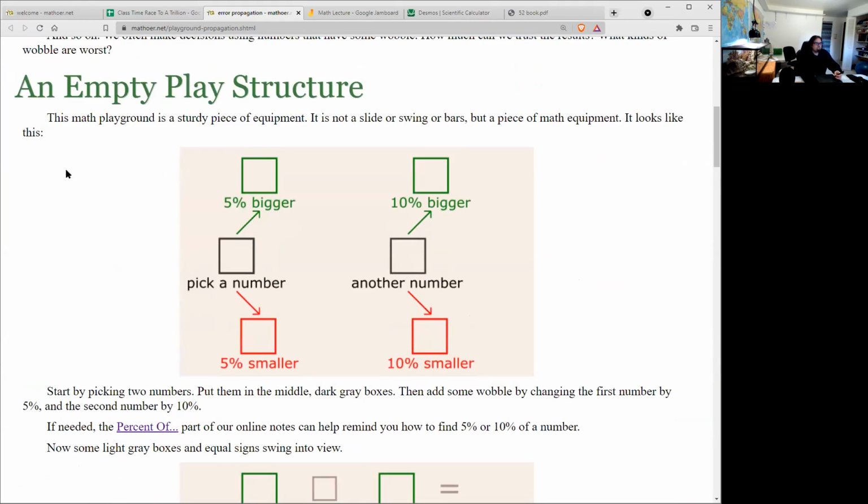So this is like a piece of playground equipment, but instead of a swing or a slide, it is a piece of math playground equipment. How you use it is you pick two numbers and put them in the middle where it says pick a number and another number. And then you make them 5% bigger and 5% smaller, 10% bigger and 10% smaller.